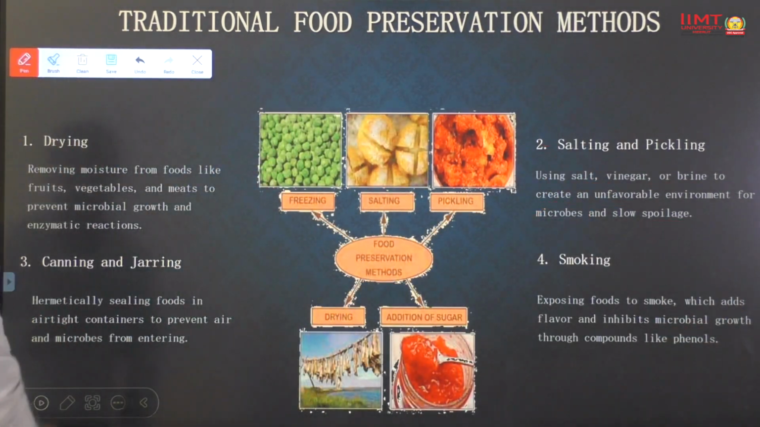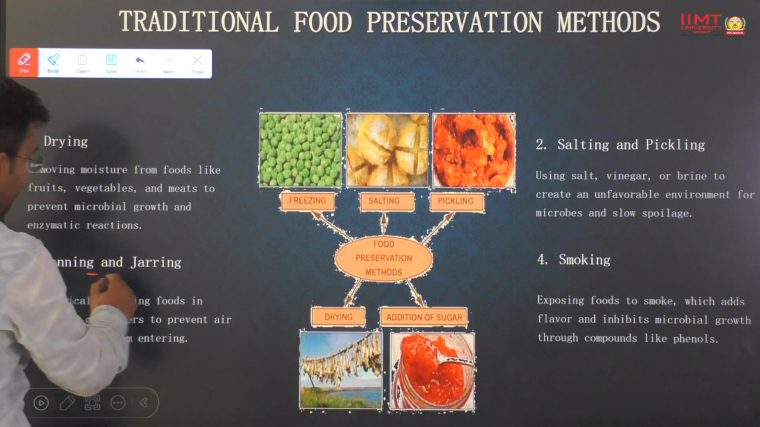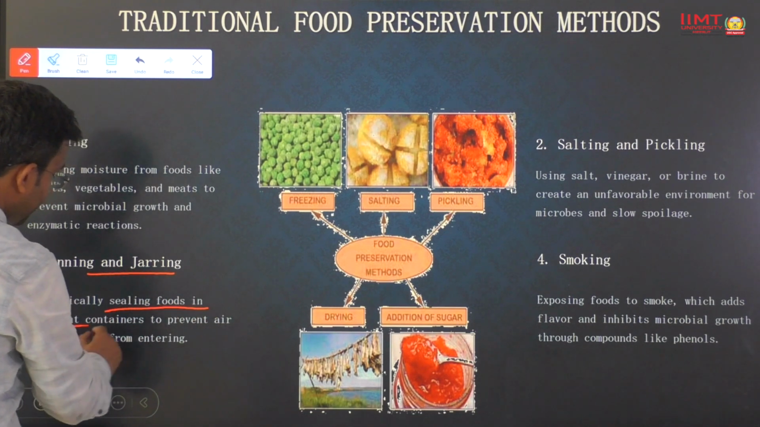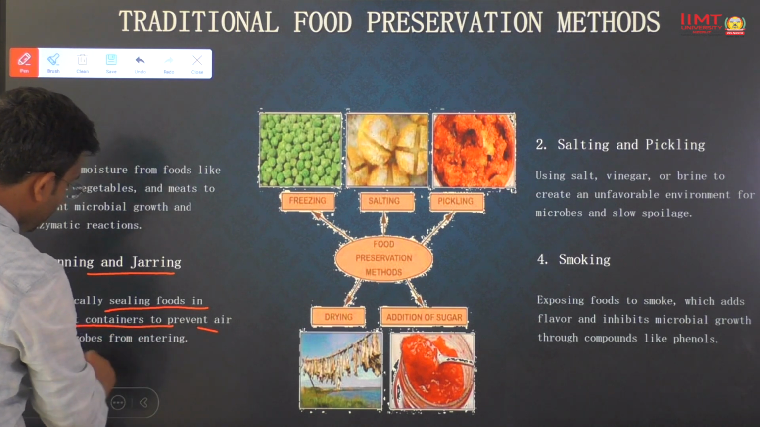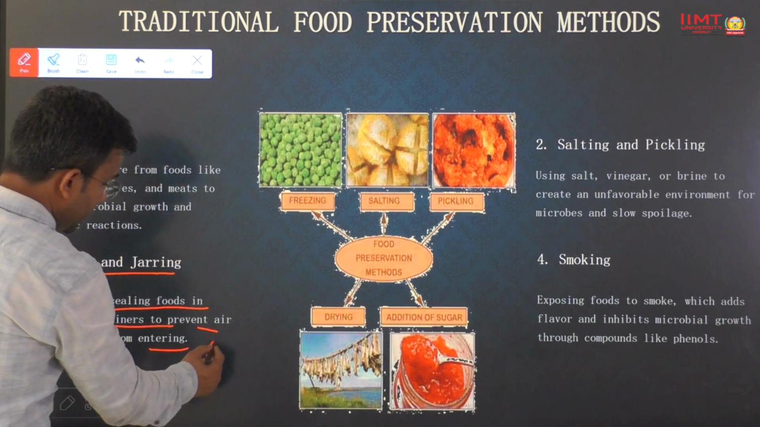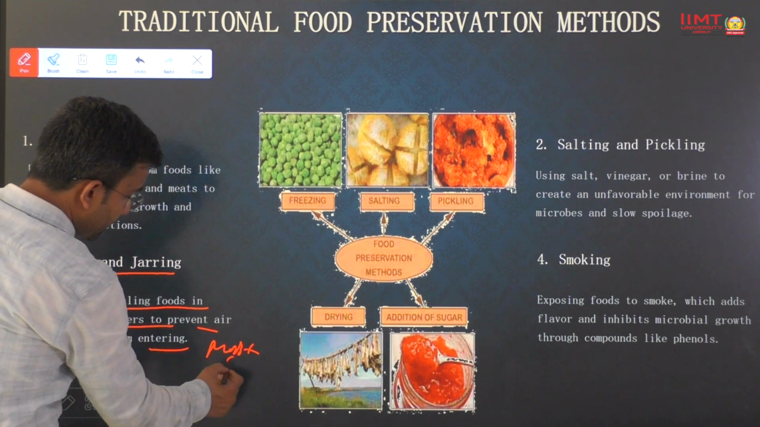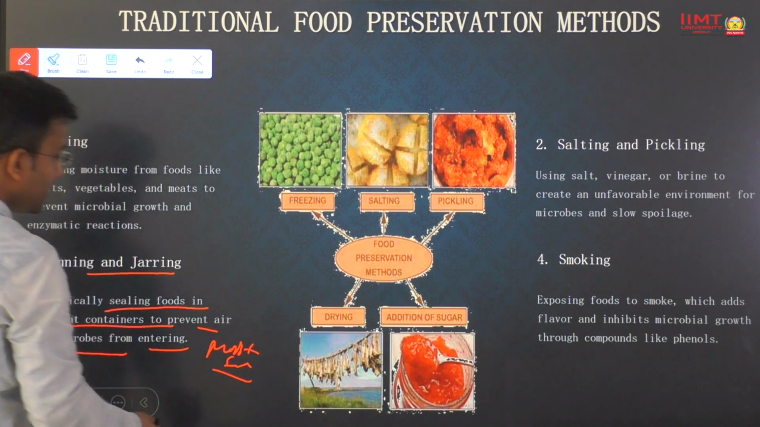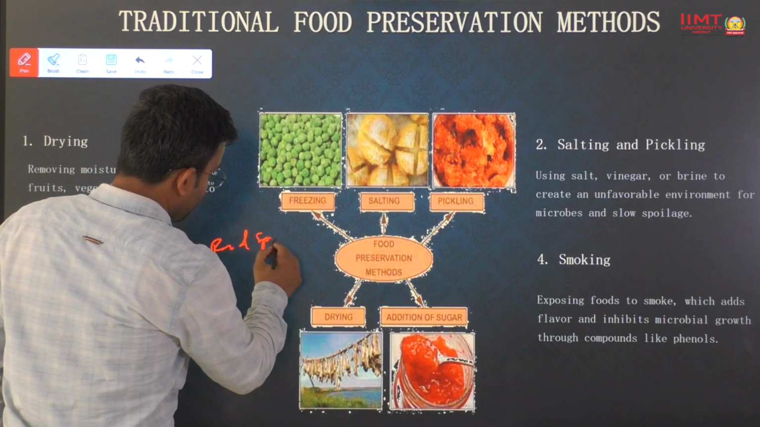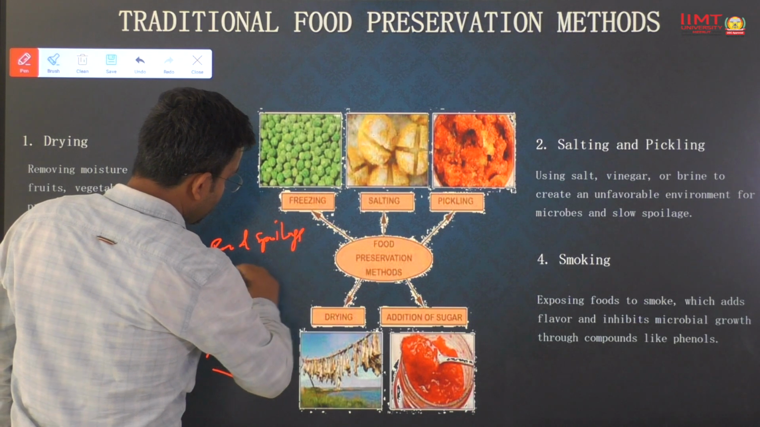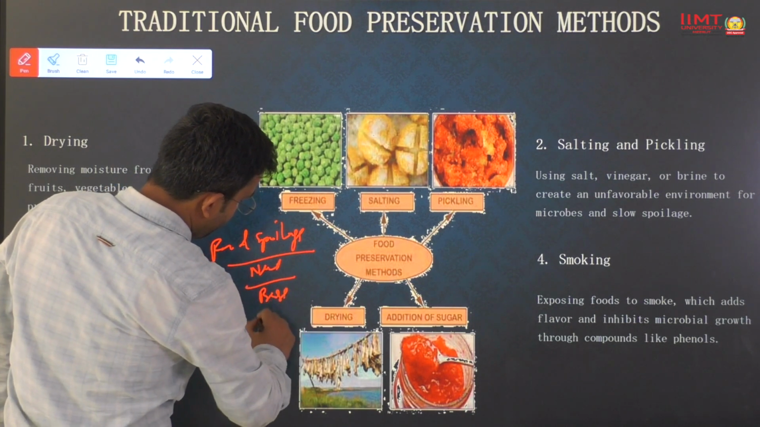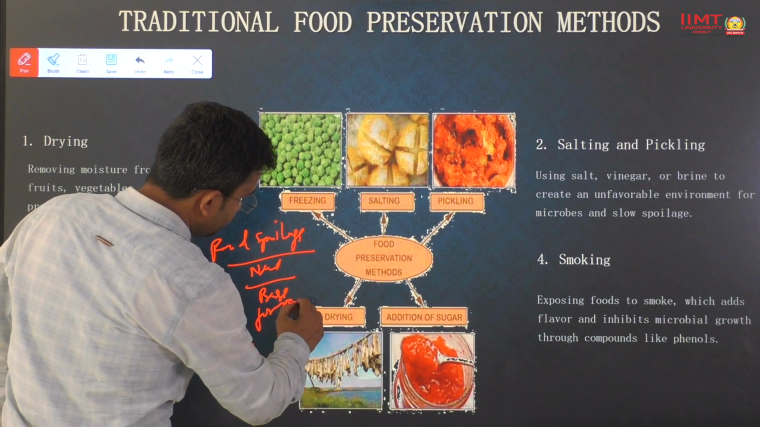And third is canning and jarring. Canning is also sealing of food product in an airtight container to prevent air and microbes from entering. It means if we remove the moisture and air from the food surface, it will be saved from food spoilage. It's a basic need and basic parameter for food spoilage.